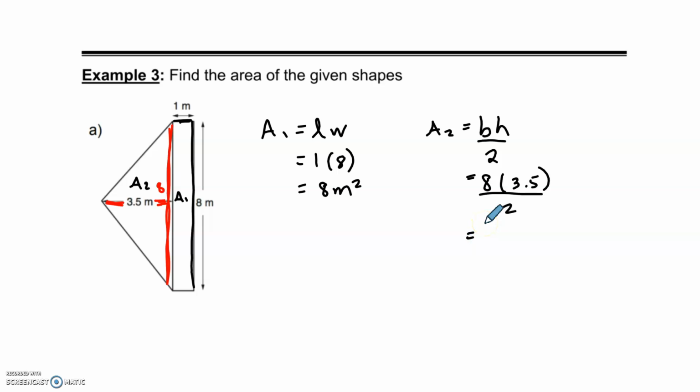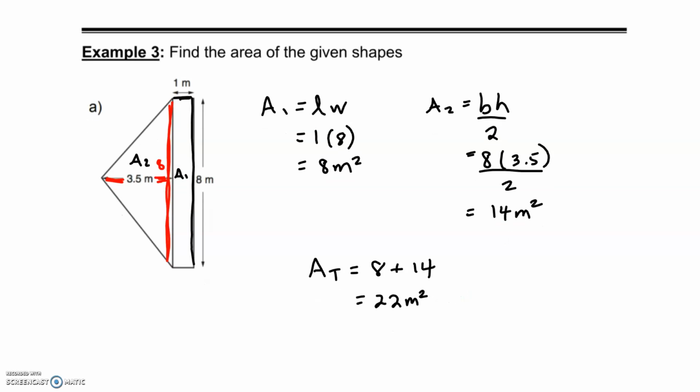Okay, we'll put it in our calculator. 8 times 3.5 divided by 2, that gives me 14 meters squared. And then we're going to go ahead and get the area total by adding 8 plus 14. So 8 plus 14 gives me 22 meters squared.